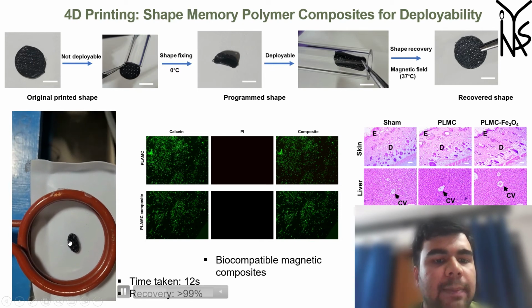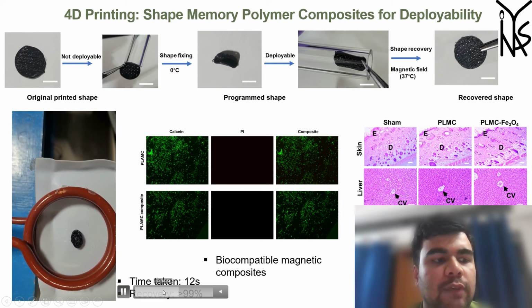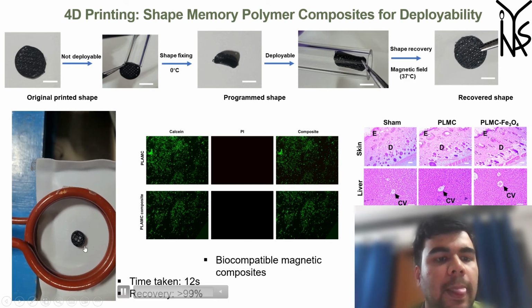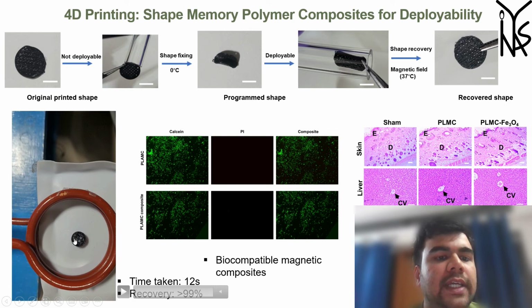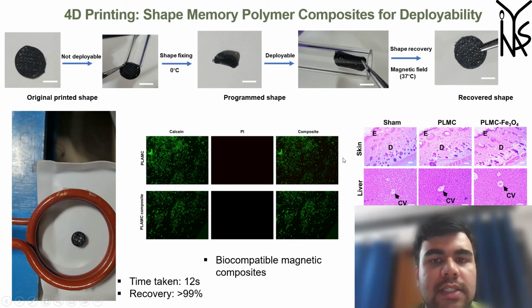This shape recovery happens within 12 seconds, and the extent of recovery is more than 99%. The iron oxide nanoparticles, which are embedded inside this composite, are inductively heating the entire structure and causing the structure to attain the permanent shape. These biocompatibility studies prove that the magnetic composites are biocompatible in vitro as well as in vivo. And now we are trying to develop more advanced designs of stents by using these materials and manufacturing technologies. Thank you.